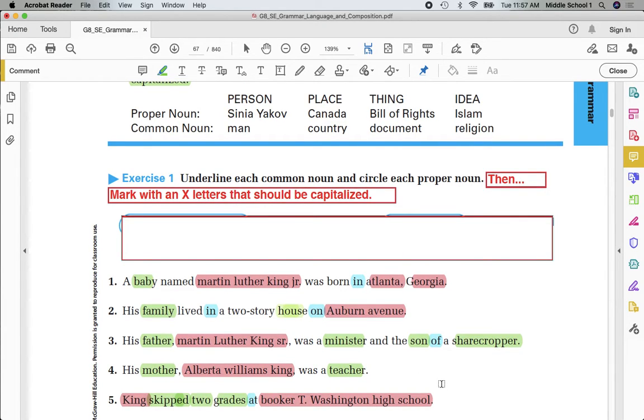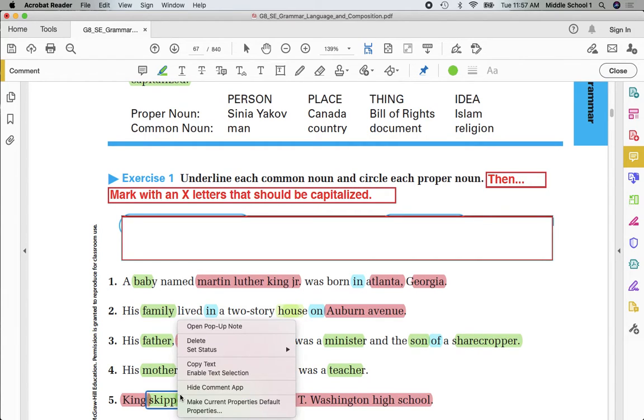Number 5. King skipped 2 grades at Booker T. Washington High School. Simple subject is King, but you notice it's a proper noun. I circle it. Grades. Booker T. Washington High School. It's a proper noun. It names a high school. So I would put an X through Booker, High, and School.